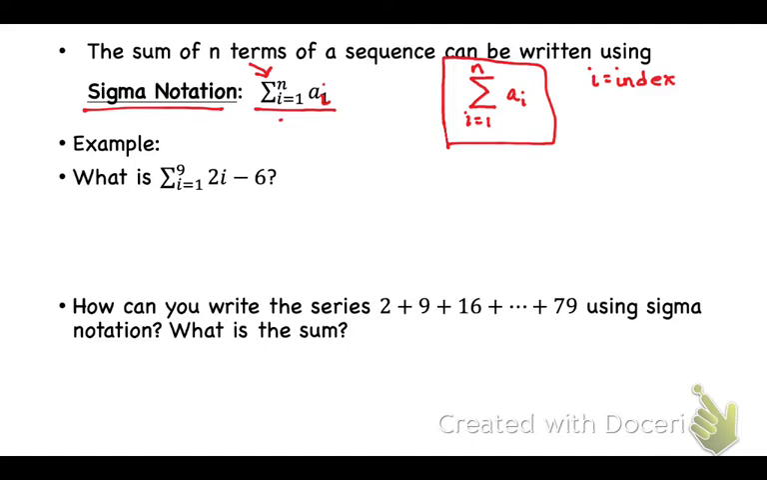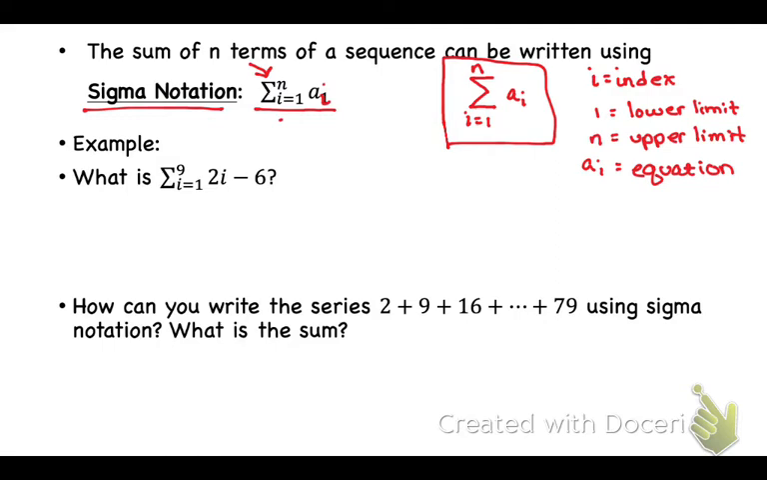1 is the lower limit. n is the upper limit. And a sub i is the function, the rule, the equation that you are going to plug it into. All those things mean the same thing, okay? Function, equation, rule, they all mean the same thing.